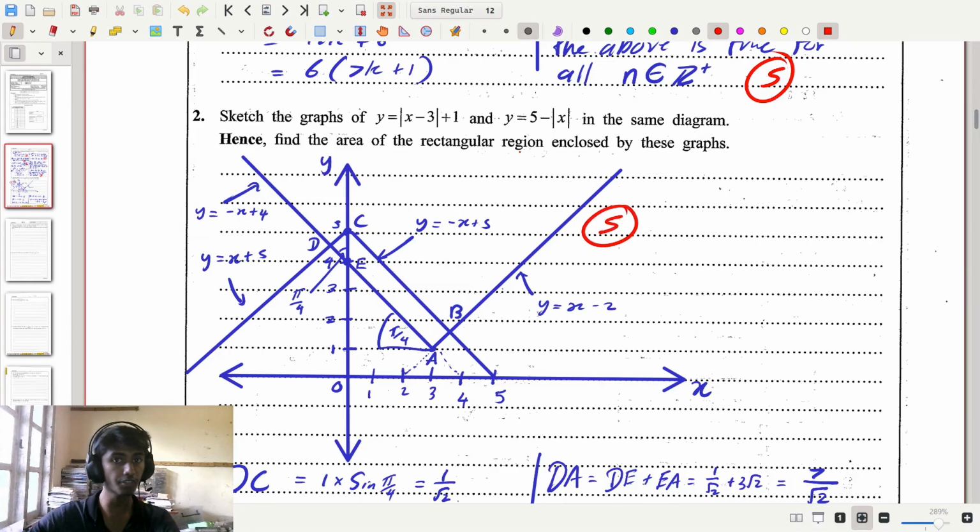Now similarly, for the second part, for y equals 5 minus modulus of x, for drawing this intersection point right here, this line correctly, and also marking the upward graph as y equals x plus 5 and the downward graph as y equals minus x plus 5, you're going to get a total of 5 marks for that part of the graph. So you get 5 marks for this curve and 5 marks for this curve.